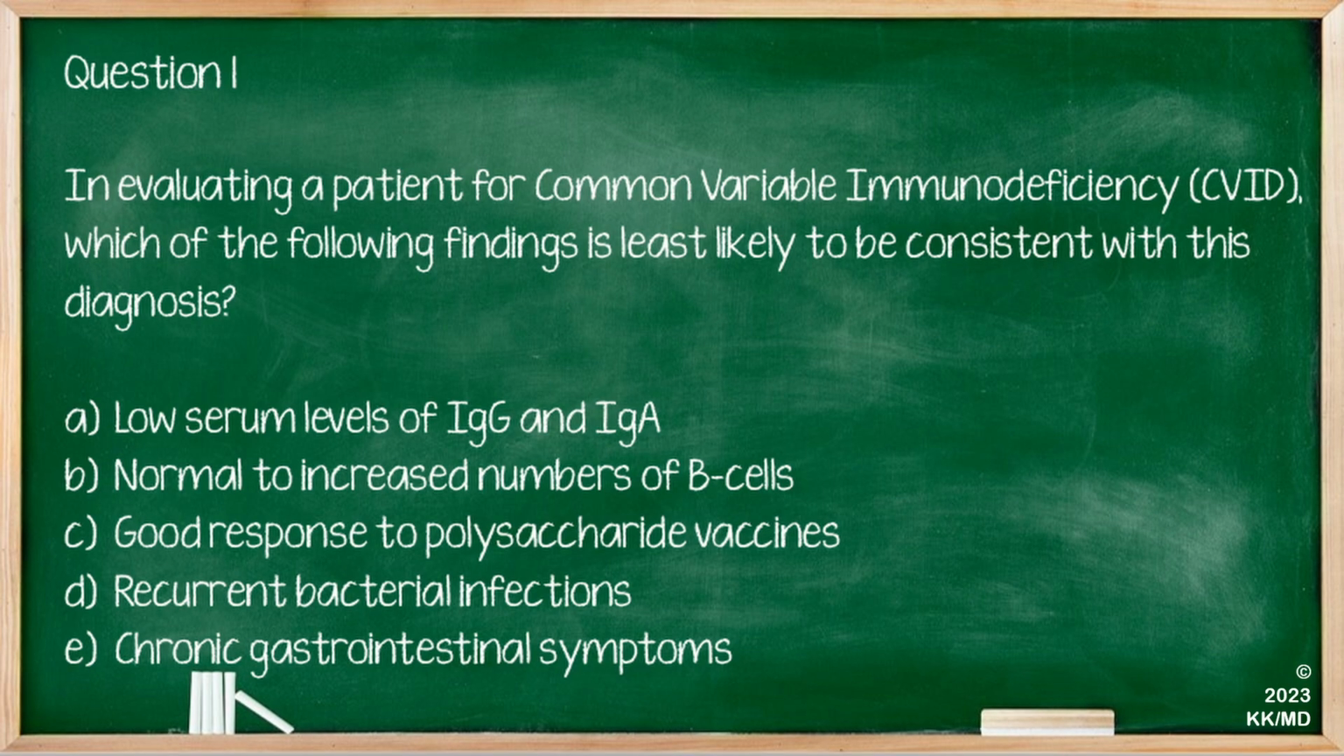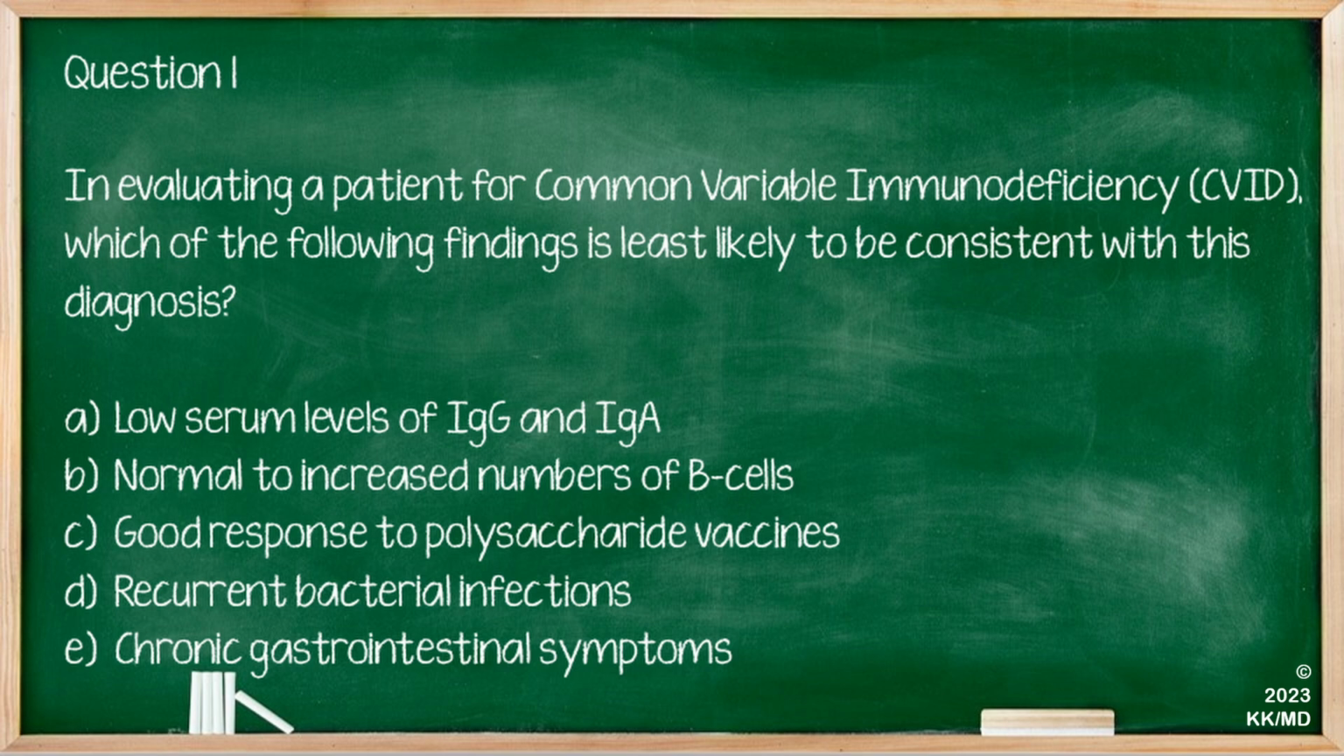Let's now try a question. In evaluating a patient for common variable immunodeficiency or CVID, which of the following findings is least likely to be consistent with this diagnosis? So our options are A, low serum levels of IgG and IgA, B, normal to increased numbers of B cells, C, good response to polysaccharide vaccines, D, recurrent bacterial infections, or E, chronic gastrointestinal symptoms. I'll just give you a second to have a think about that, given everything we've talked about in this video.